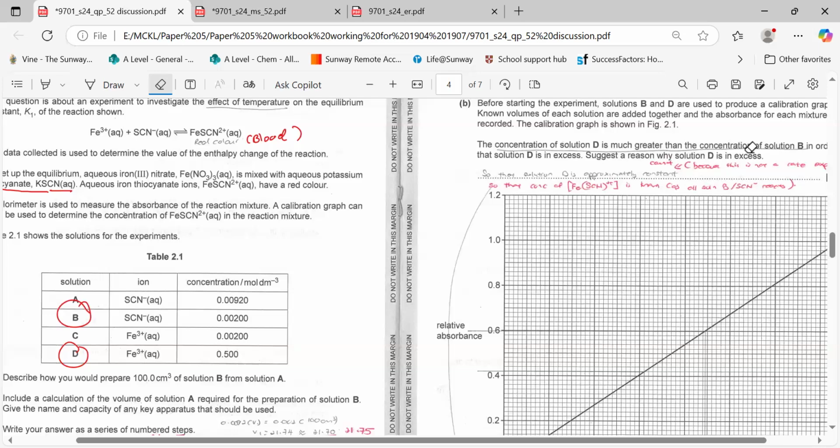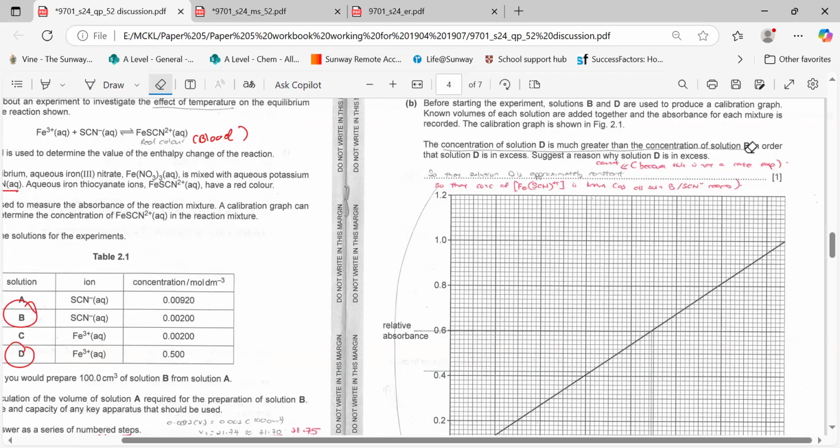Because if you look at the stoichiometry, one iron needs one thiocyanate. So technically, 0.002 thiocyanate only needs 0.002 of the iron, but we give them how many times more excess? I'm just curious. I just calculated how much excess there is here. Whoa, they gave 250 times excess. Okay, never mind. They gave excess D, so that means your iron is in excess in this case.